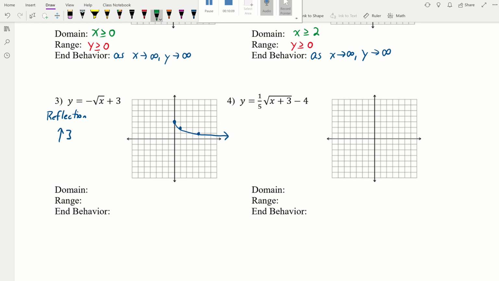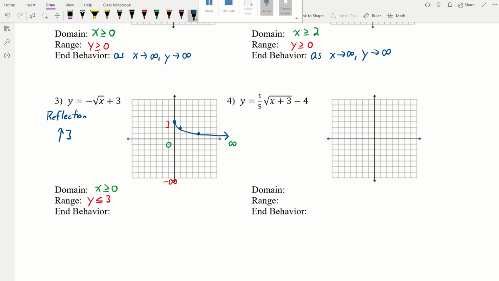So looking at the domain, left to right, we start at 0, we go to infinity. So x has to be greater than or equal to 0. What's different now, though, is our range. So if we look at the graph from the bottom up, this graph is going to go down forever, which means we start at negative infinity and we end at this 3. So our range, y, is less than or equal to 3 with that reflection.